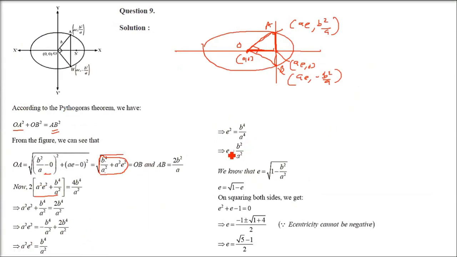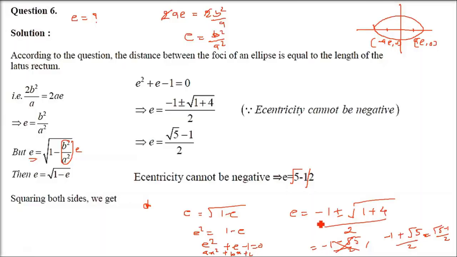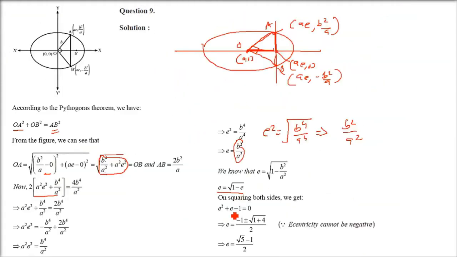e square is b to the power 4 by a to the power 4. Now you can take the under root, so you get b square by a square. So the eccentricity is under root 1 minus b square by a square. Now b square by a square is already e square, so e equals under root 1 minus e square. And as I suggested, we have already done a question like this, the 6th question, and we know the solution. We will directly put the solution answer here. e will be (under root 5 minus 1) by 2. You are going to ignore the negative part.